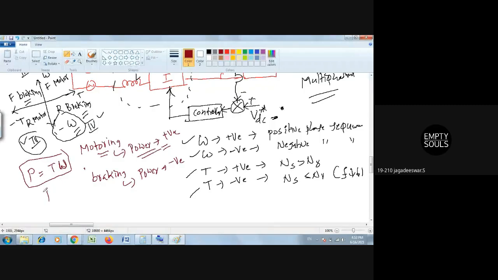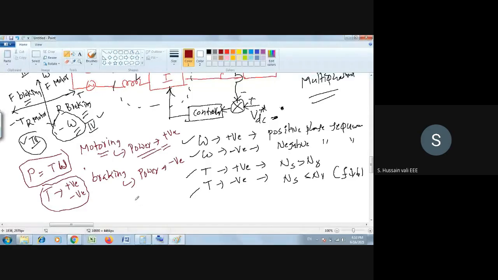Yes, sir. So T may be positive or T may be negative. T may be positive, in that case omega should be positive. T may be negative, in that case omega should be negative. So for the motoring condition, you may get positive T or you may get negative T. Yes or no? Yes, sir.